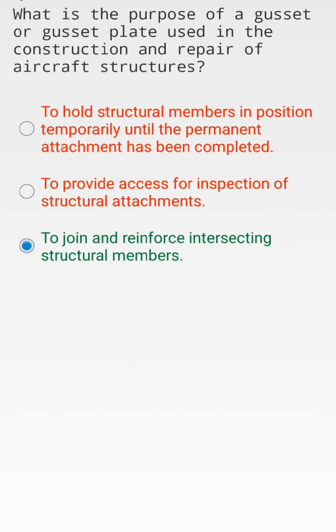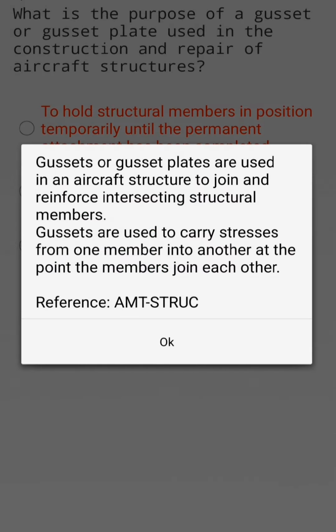What is the purpose of a gusset or gusset plate used in the construction and repair of aircraft structures? To join and reinforce intersecting structural members. Gussets or gusset plates are used in an aircraft structure to join and reinforce intersecting structural members. Gussets are used to carry stresses from one member into another at the point the members join each other.